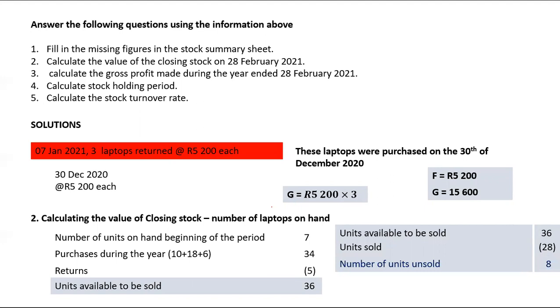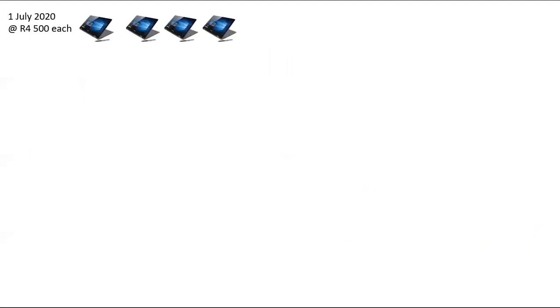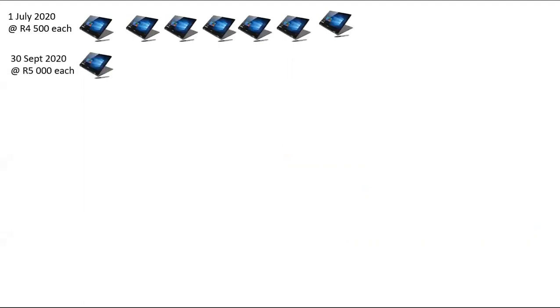Question is, how do we value these laptops that do not sell? We're going to use the first in, first out method. Remember, the ones that we purchased way earlier will be sold, but the ones that we purchased the latest will form part of closing stock. So when we calculate the value of these 8 laptops that we still have on hand, we're going to focus more on our latest purchases. Just to give you a summary, at the beginning of the year we had 7 laptops, and then we purchased more during the year.